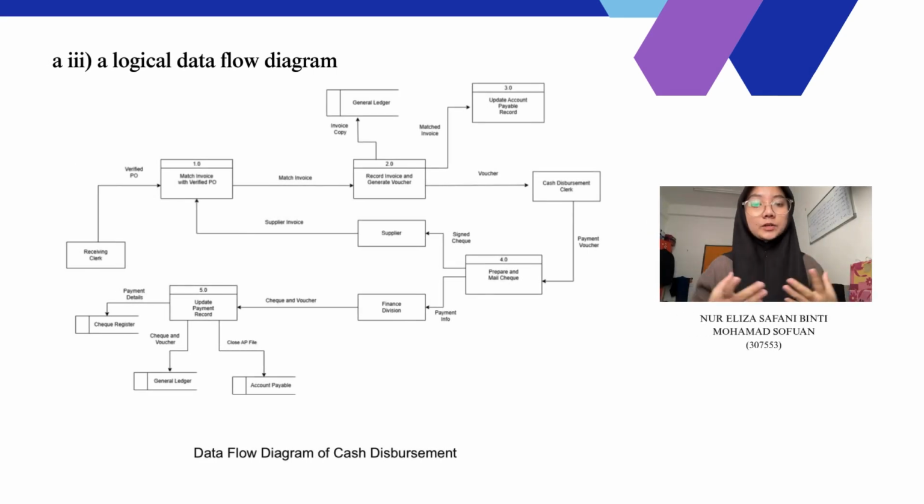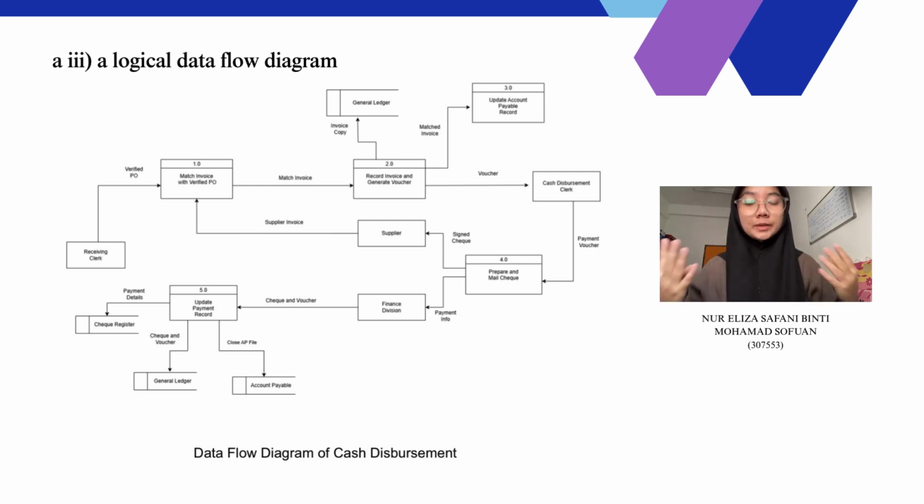Okay, so now I will be explaining the data flow diagram of the cash disbursement system. So this DFD illustrates the workflow and data movement involved in the disbursement of cash to suppliers after purchases have been made and goods received. So it helps to ensure that all payments are accurate, authorized, and properly recorded. So in this diagram, we can see there are 5 main processes involved.